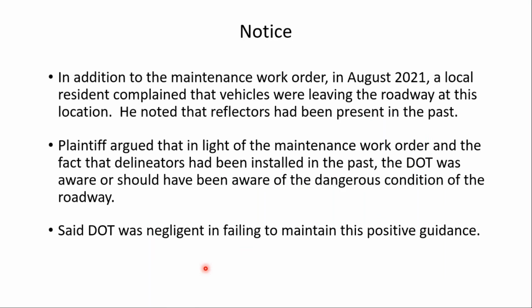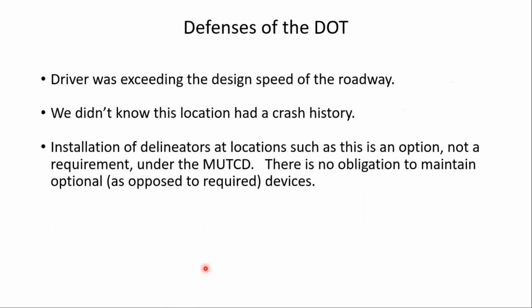And there was kind of an interesting twist in this one as well. Well, there were several things, obviously. For one, the driver's travel speed was almost double the posted speed limit. Posted speed limit was 55. The black box said the vehicle was at 106 miles per hour. So that was the main defense of the state, that the speed was excessive. They also claimed that they didn't know the location had a crash history, but yet they had produced the actual crash data.